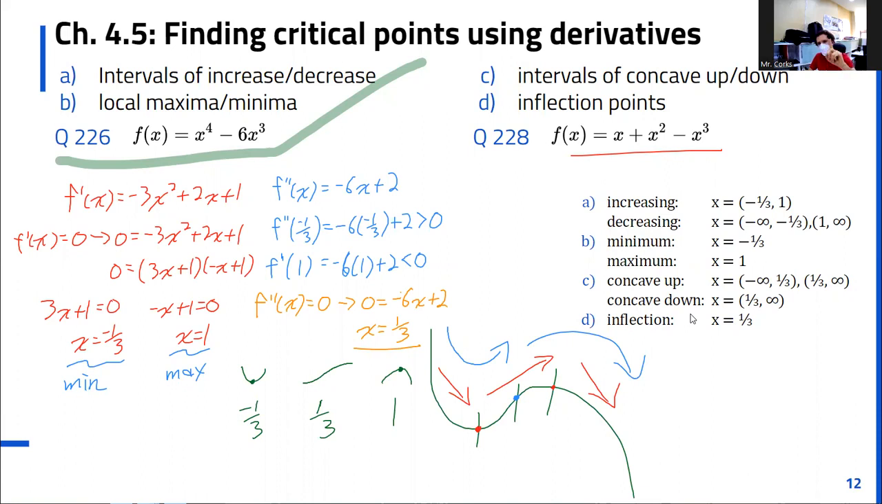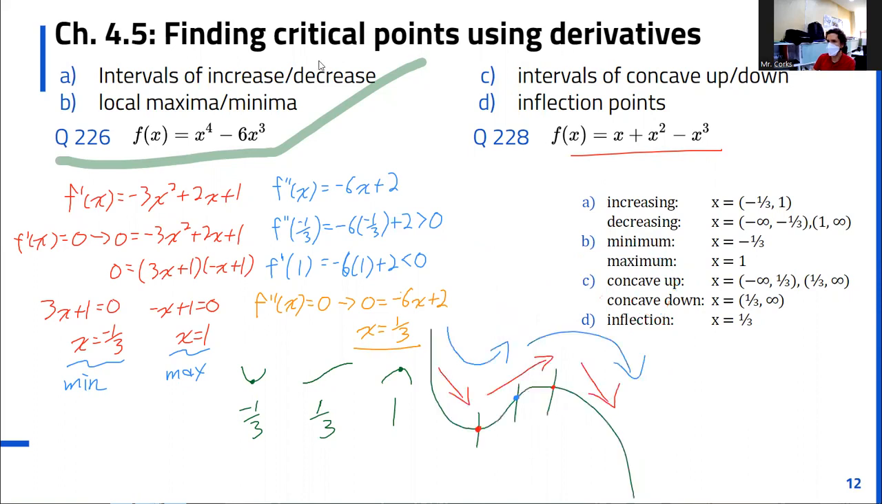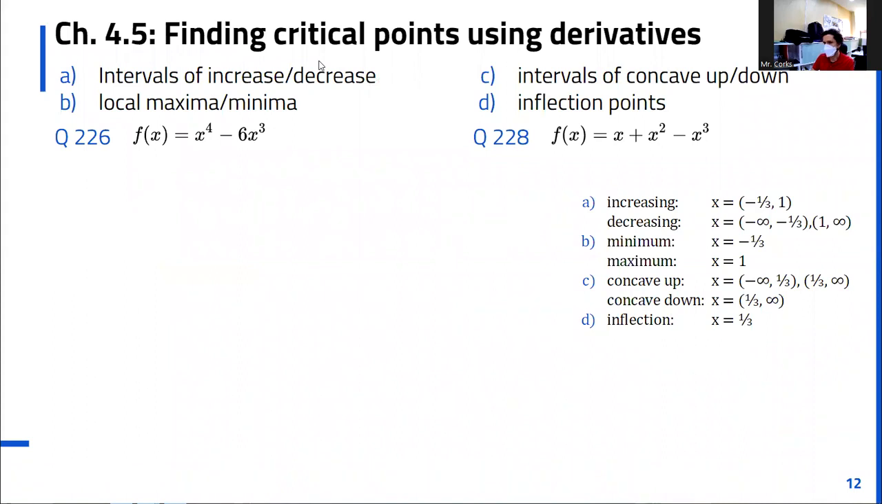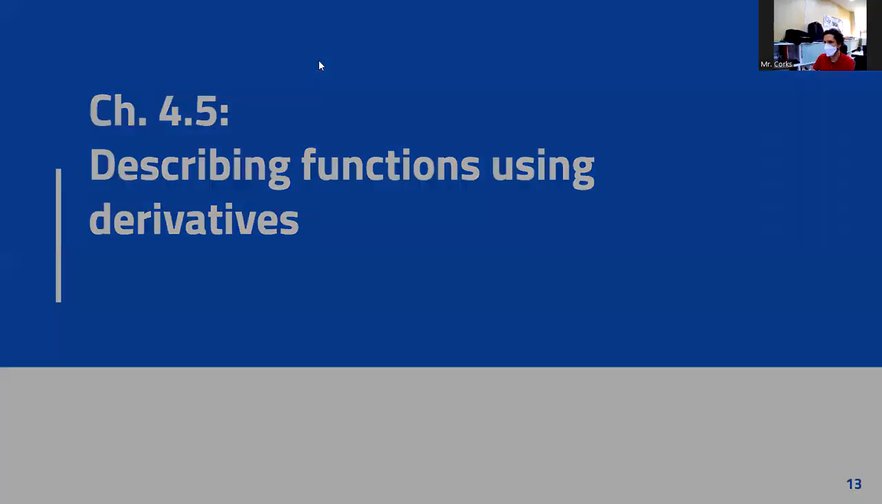Find our second derivative, which you've already done, and then find the zeros of that second derivative, and those are the inflection points. So that's it. It's just that process, and we do it a whole bunch of times. Okay, that's enough of these examples. Let's go on to the next section here.